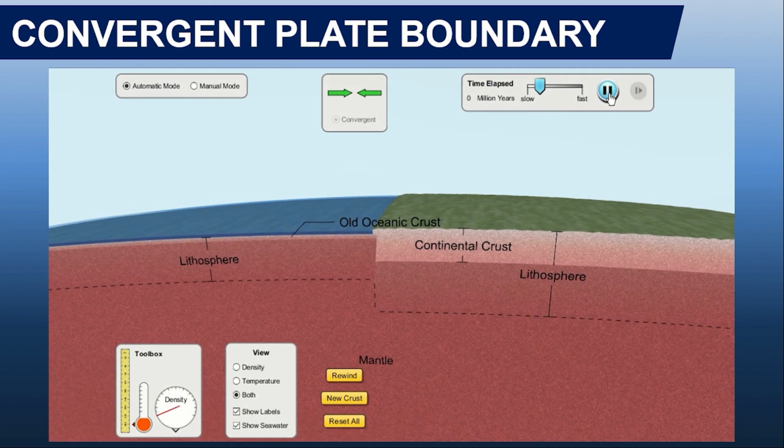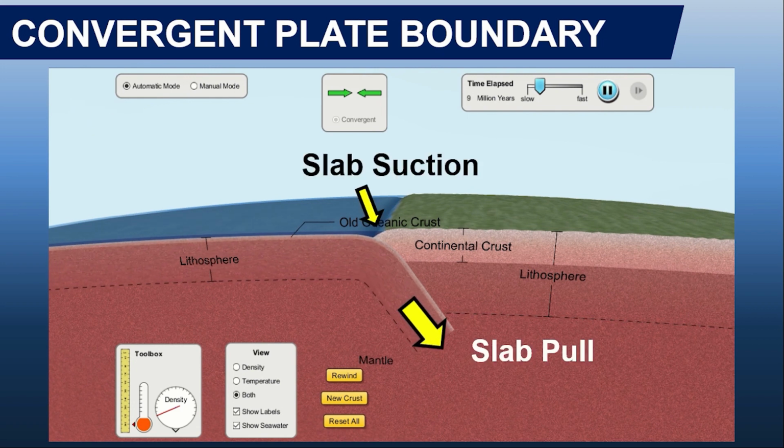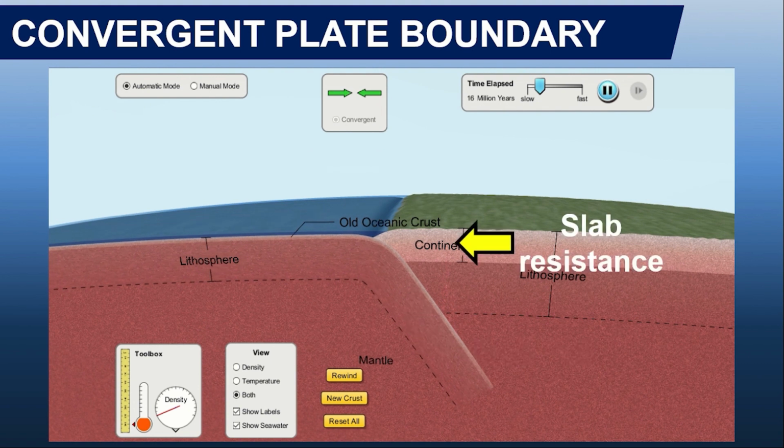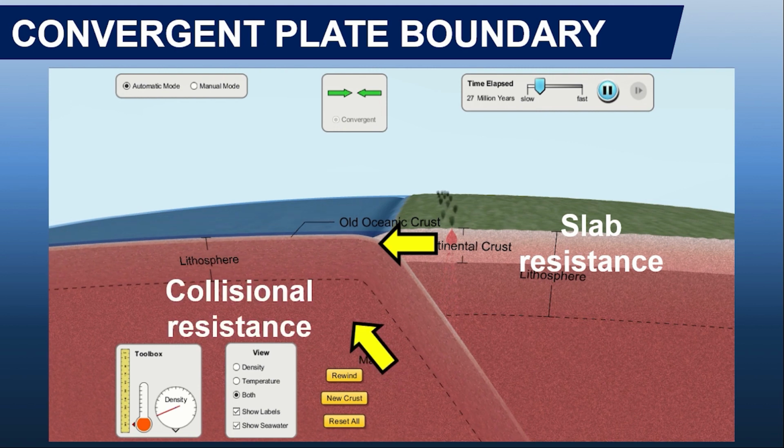During subduction, the denser plate continues to sink because of its weight. This process is known as the slab pull and slab suction. However, these forces are opposed by resisting forces. Slab resistance occurs when the subducting plate resists the driving force of the plate above it. Meanwhile, as the subducting plate goes deeper, collisional resistance takes place and continues to resist subduction.